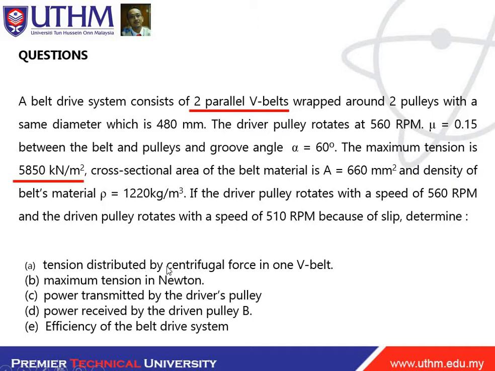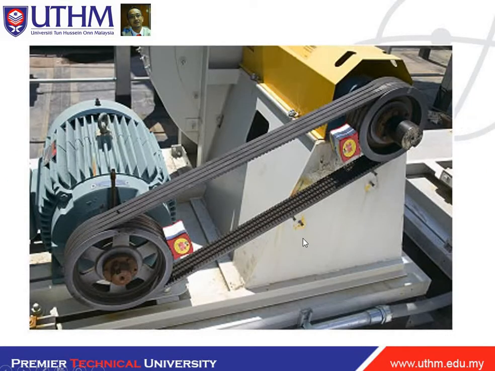What is the tension contributed by the centrifugal force? What is the maximum tension? And then the power transmitted, the power received by pulley B, and of course the efficiency of the belt drive system.